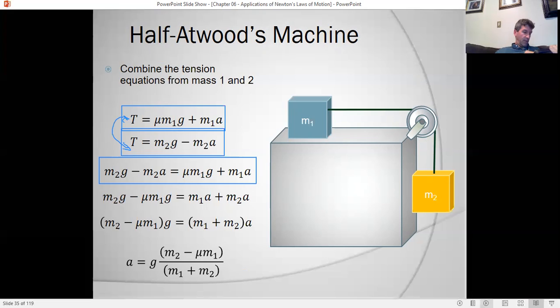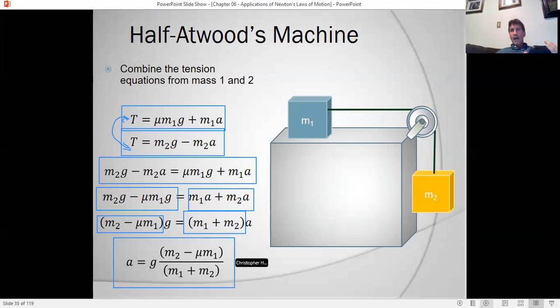Put all the g terms on this side, put all the a terms on this side, just like we did with Atwood's machine. Now solve for a. We group like terms together. Divide both sides by m1 plus m2. And this looks very much like the Atwood's machine.